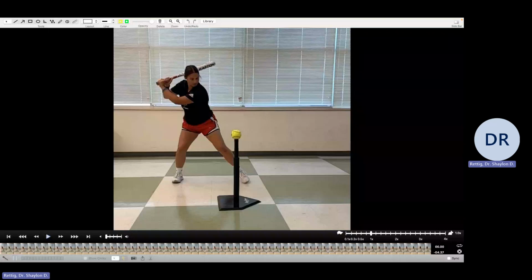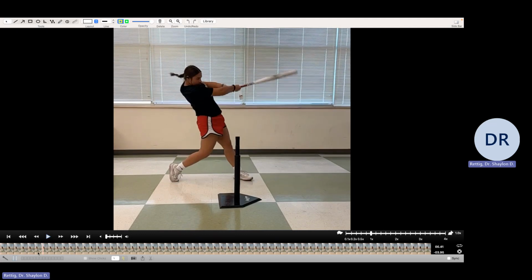Hello, Lauren, Dr. Reddick. Thanks for allowing me to do your 2D and 3D analysis. We're going to be looking at 12 hitting inhibitors that can impact your power, contact, and efficiency. And first, we're going to start off by looking to see if you have a sway at all.